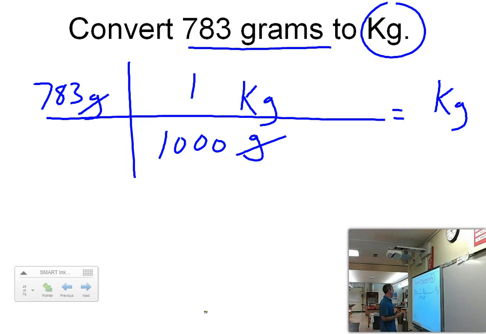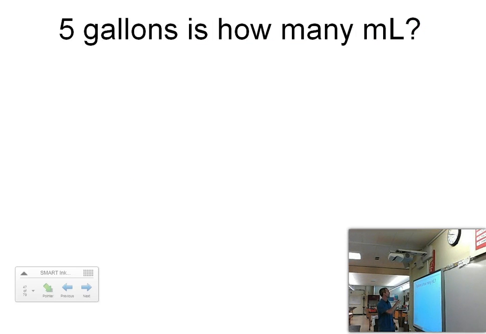So 783, remember that means we go across, that's multiplication. So times 1 is just 783 and divide by 1,000. So you can do that on your calculator. If you're tracking with dividing by powers of 10, it's 3 powers of 10 or 1,000. So that means I just move the decimal 3 places to the left. So my answer in this case would be 0.783 kilograms.